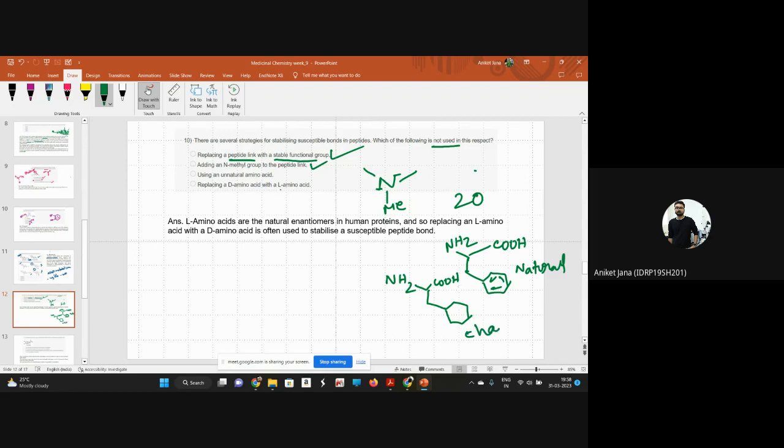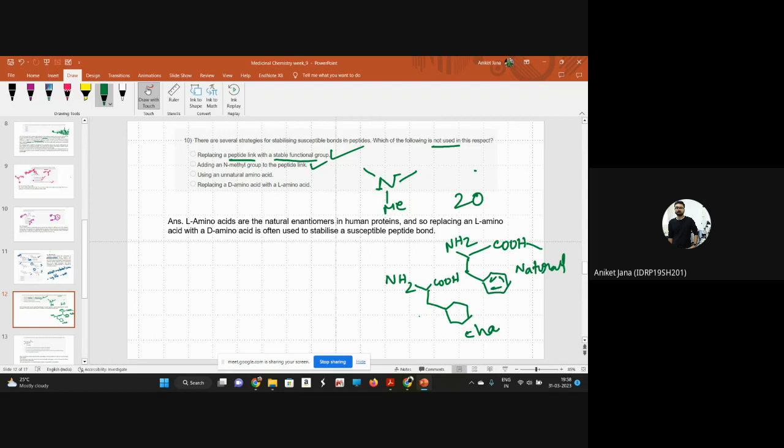Okay, so what is the advantage of using an unnatural amino acid? They are much less susceptible to proteolytic degradation. As you know, there are various enzymes in the body which break this amide bond between the two amino acids, and cause side chain degradation. But the advantage of the unnatural amino acid is that it is much less susceptible to proteolytic degradation. So we sometimes use this kind of unnatural amino acid to protect our peptide from the degradation process.